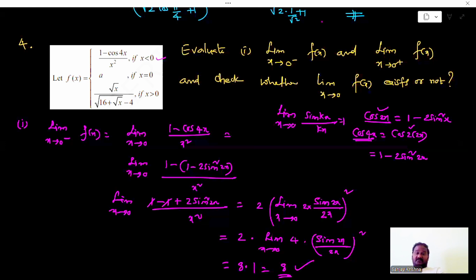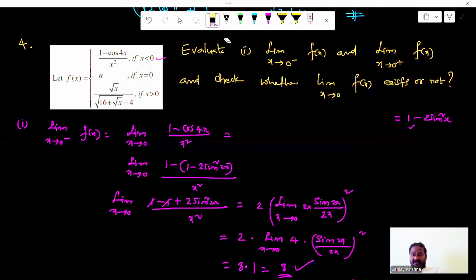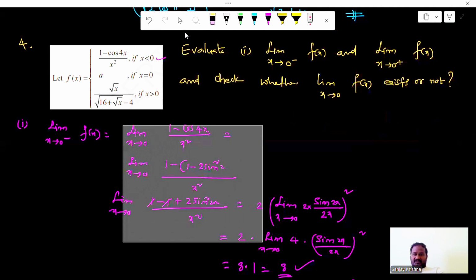Root x divided by root over 16 plus root x minus 4. Okay, I'm going to find the right hand limit of the function. So when I find the right hand limit of the function, what am I supposed to do? All right, so here I'm going to erase a small part of this problem because I'm going to find what the right hand limit of the function is. So coming to the right hand limit of the function, what is the given function here?